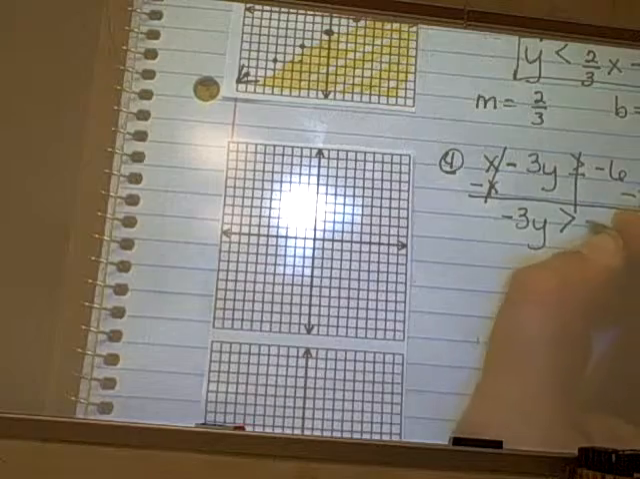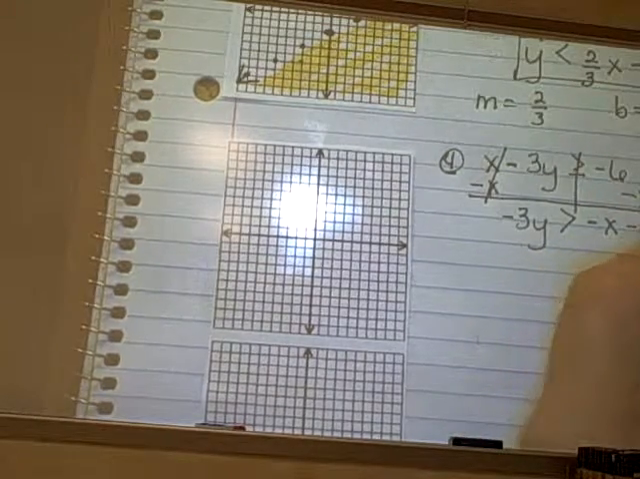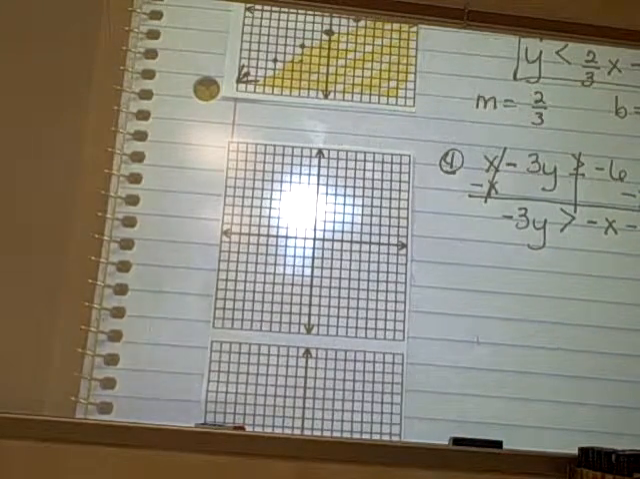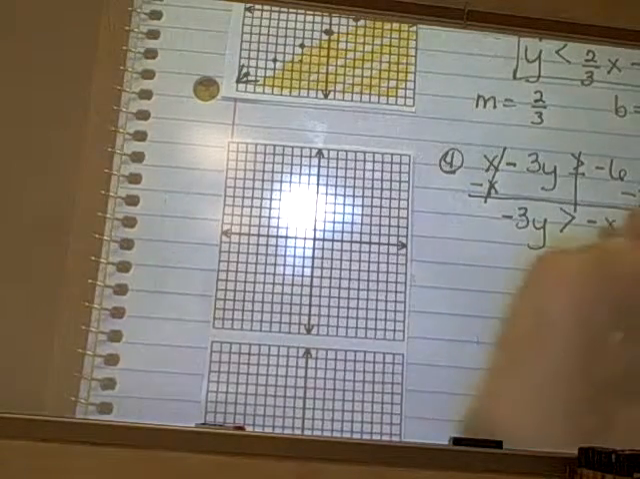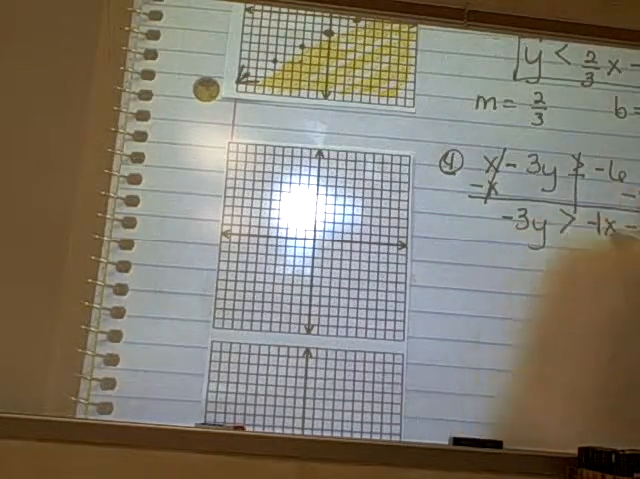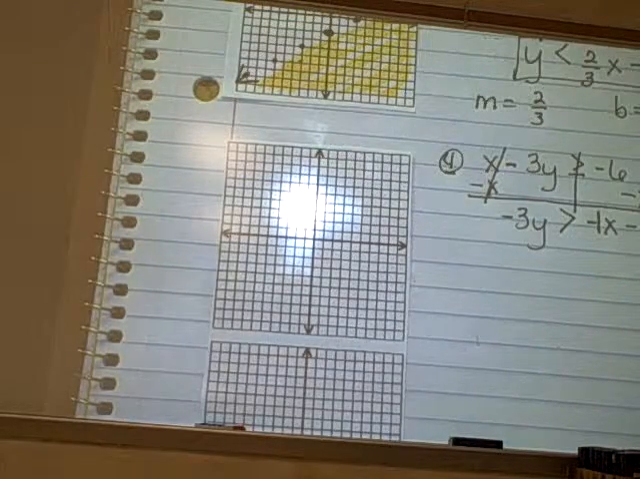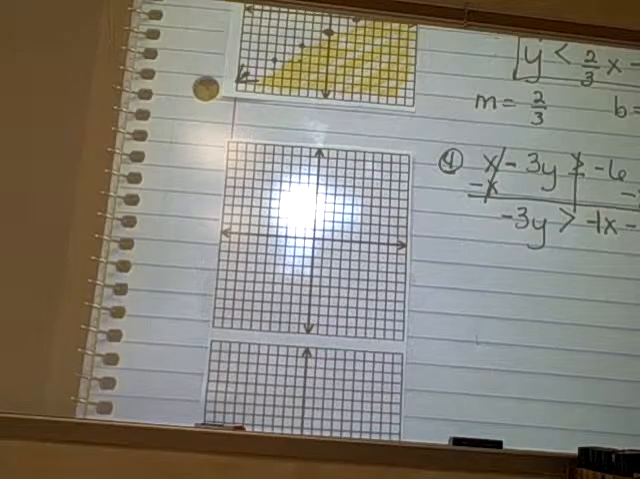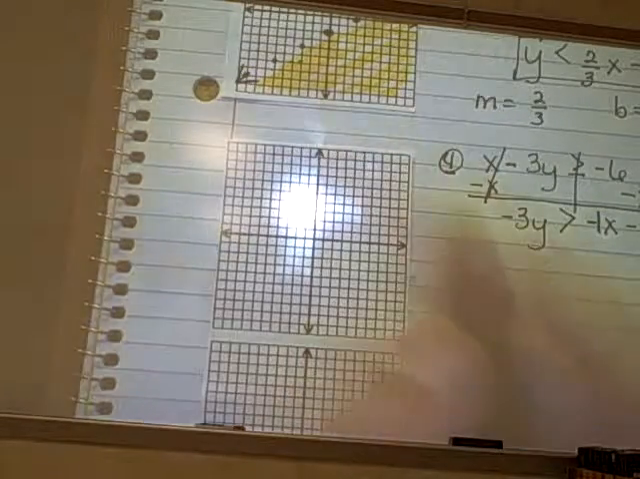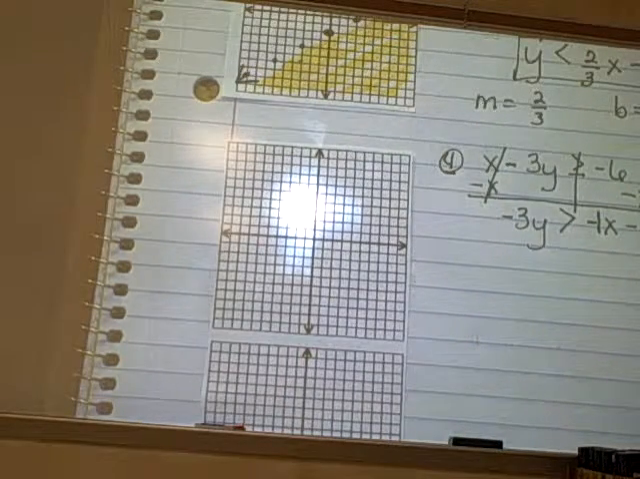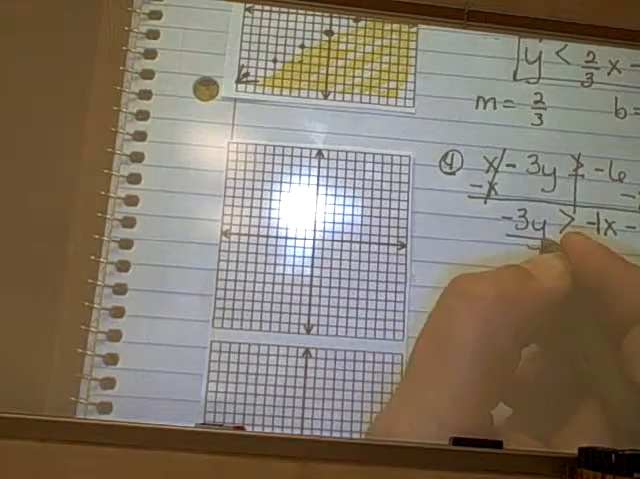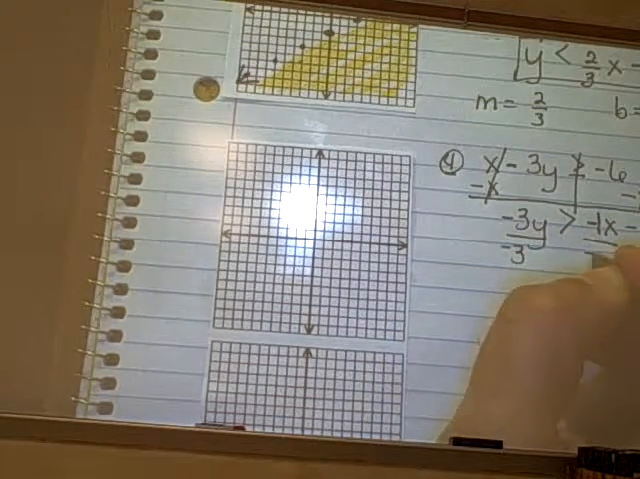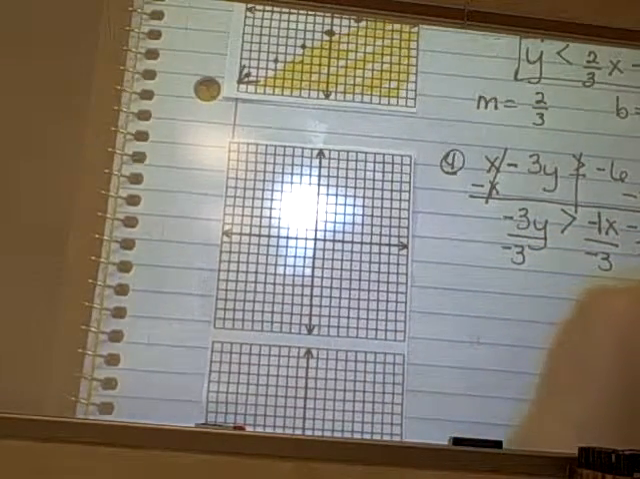Negative x minus 6. What's technically in front of that x that we don't write? Technically that's a 1. You're going to need to know that here in a minute whenever you look at your slope. So go ahead and put a 1 there. I don't care. It's going to help you. So put a 1 there. What do I need to do next? Yes, divide by negative 3, but divide everything by negative 3.